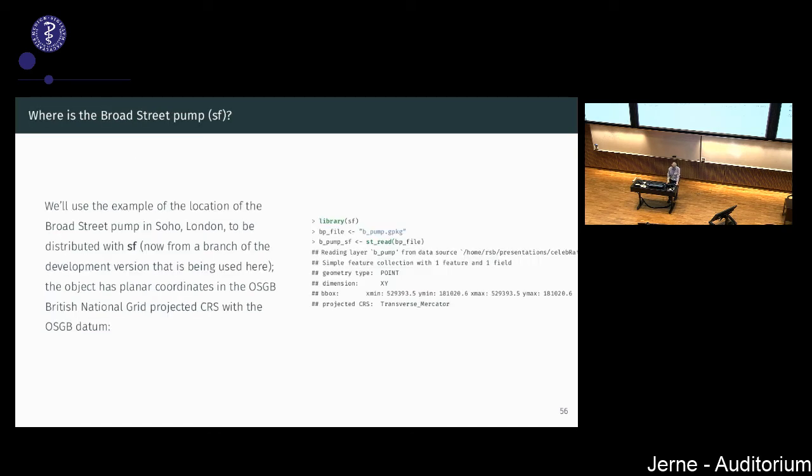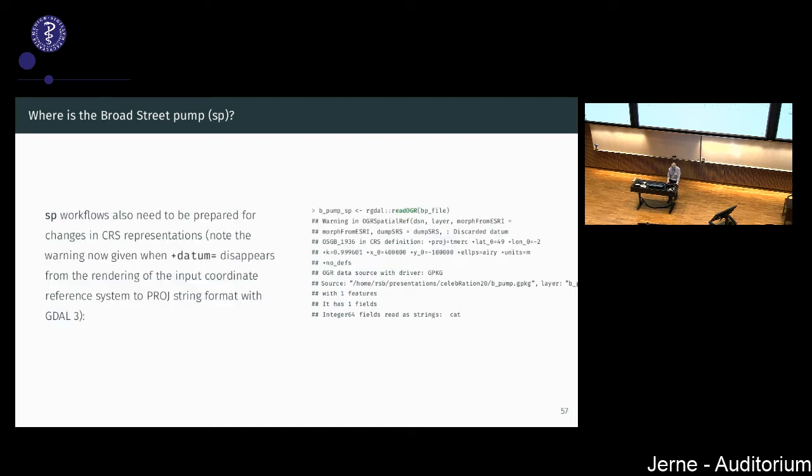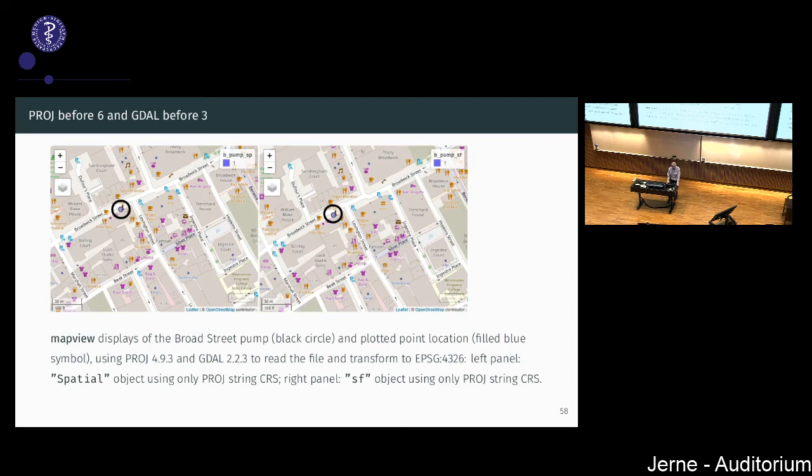So we have a file here in the British National Grid projected coordinate reference system. And we can read it in both in the sp workflow and the sf workflow. And we can show that with the previous versions of Proj and Google, there's a pump symbol on OpenStreetMap, which is now more or less covered up by a little blue dot, which is the position we have from the file.